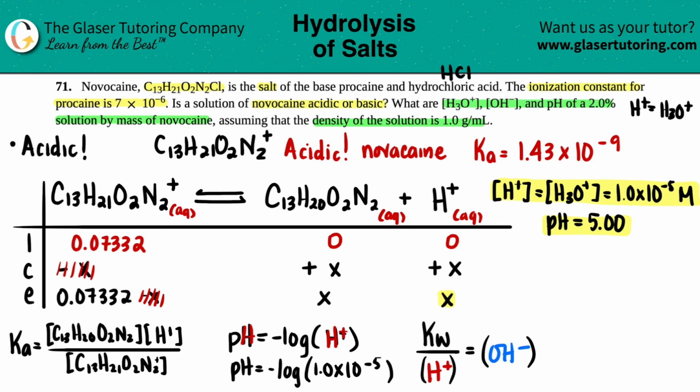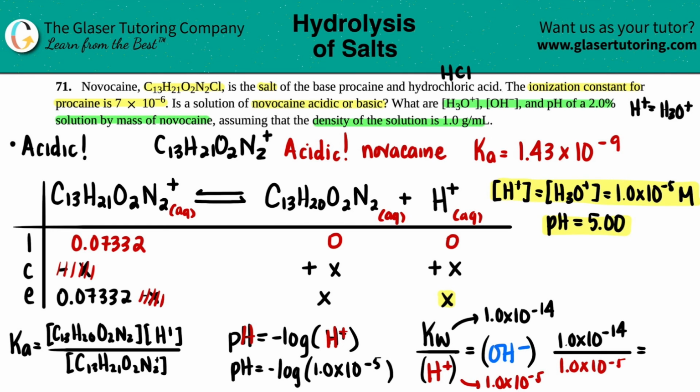And the same as before, the Kw is 1.0 times 10 to the negative 14th. The H plus is what we just found out, 1.0 times 10 to the negative fifth. So let's get to it. 1.0 times 10 to the negative 14th divided by the 1.0 times 10 to the negative fifth. And that just equals the OH minus. And then let's see what we get. 1 times 10 to the negative 14th.